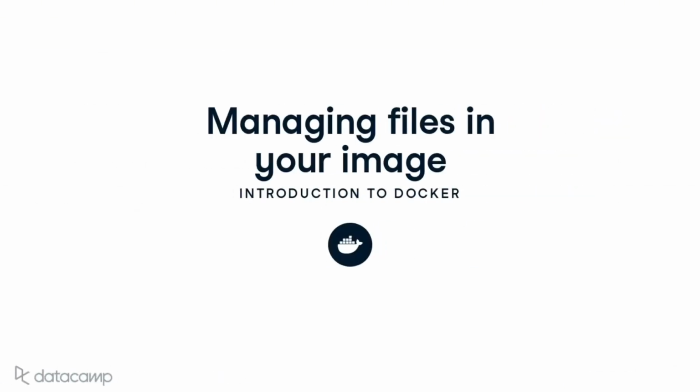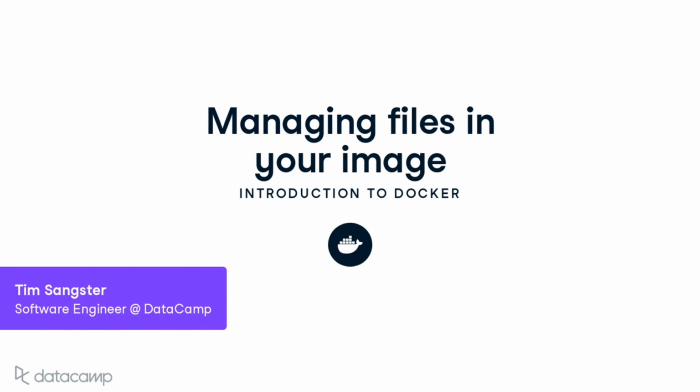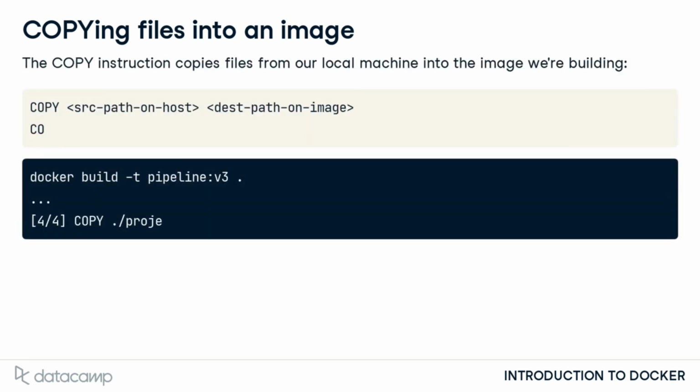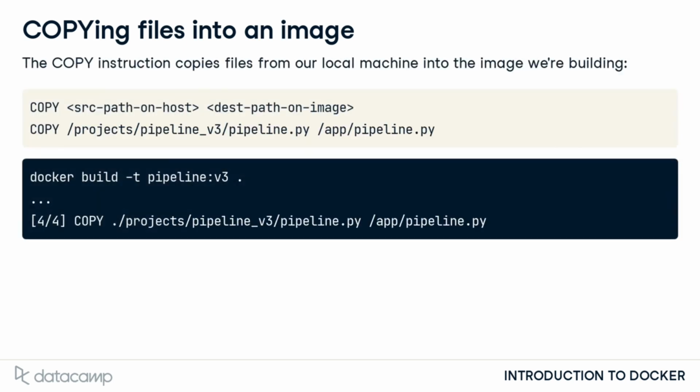We've seen the basics of building images. Now, we'll learn how to add files to our images. The RUN instruction allowed us to execute bash commands to create an image, but we can't use it to move files from our local file system onto the image we're building. To copy local files to our image, we use the COPY instruction.